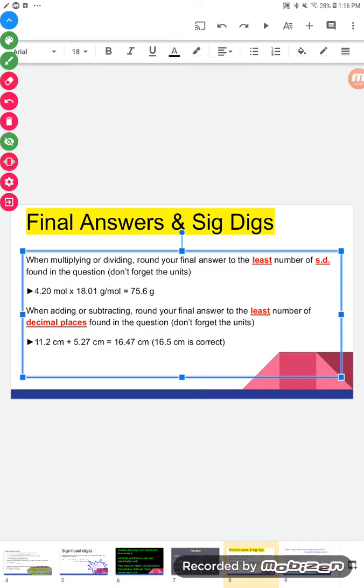Okay, when you're adding and subtracting, same thing, least number of significant digits. Okay, and another, okay, nope, no typo here.